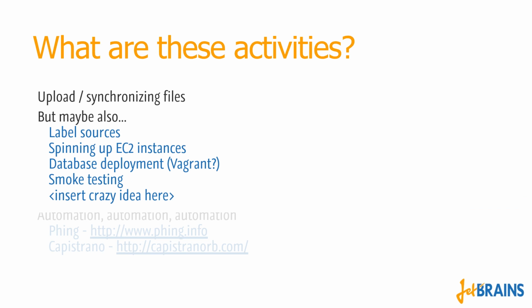But what if you are doing things like this? What if you want to label sources whenever you do a deployment? What if you want to, for example, spin up a couple of EC2 instances whenever you do a deployment or right before you do a deployment, so you actually have a server to upload to? What about database deployments? What about working with Vagrant, for example? What if deployment, in your definition, also contains smoke testing of a web application?